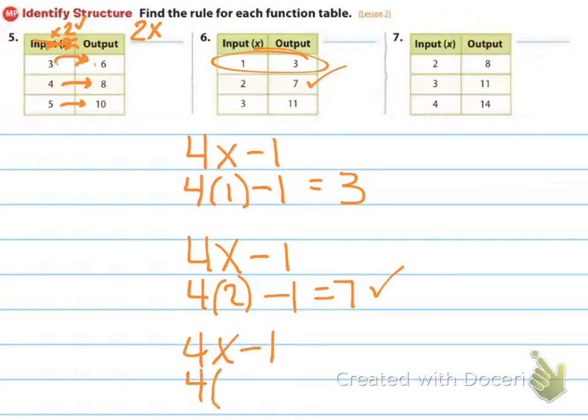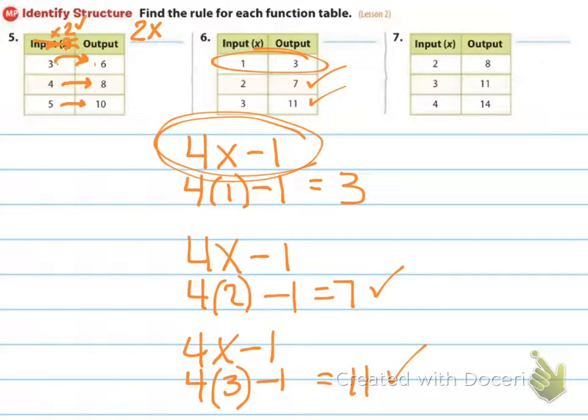And I'm going to do 4 times 3 minus 1. 4 times 3 is 12. Minus 1 is 11. Sure enough, that works. So my expression is 4x minus 1. And that's exactly how I do it. Just go through the motions.